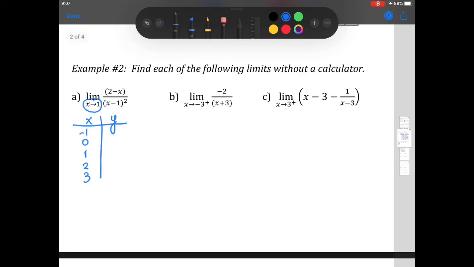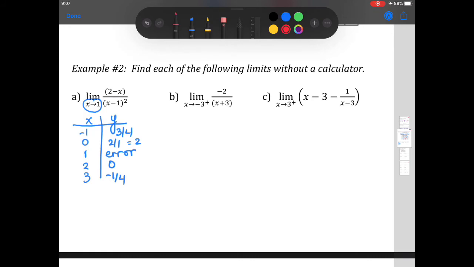Substitute these values into the equation. I said calculator, I'm sorry, I meant into the equation. So the first one you'll get 3/4, right? This is 2/1. At 1, you'll have an error. If I substitute 2, it'll be 0, because 2 minus 2 is 0. And 3 would be -1/4.